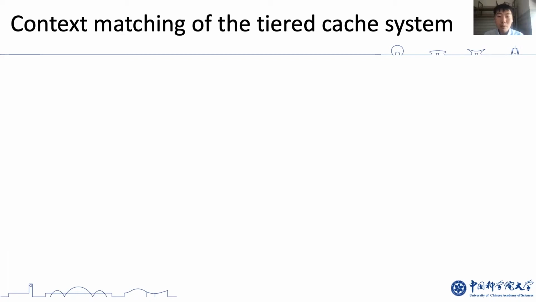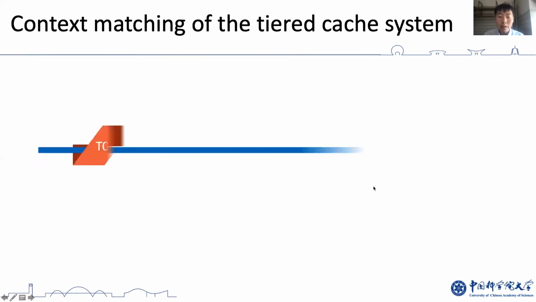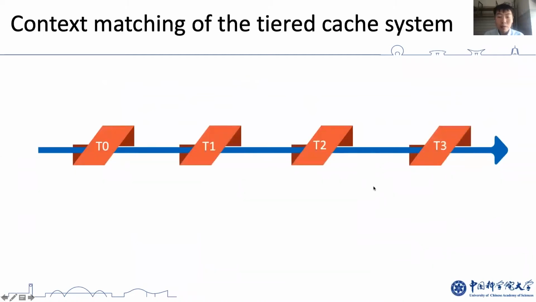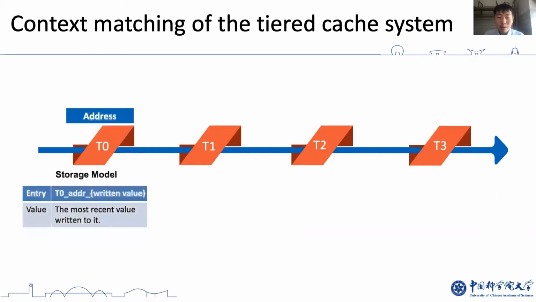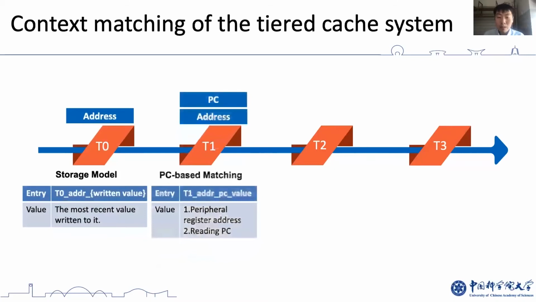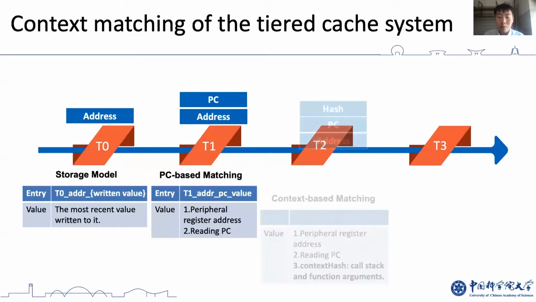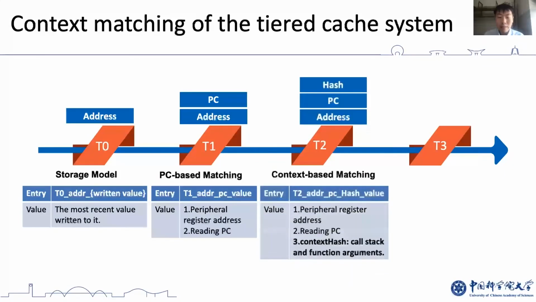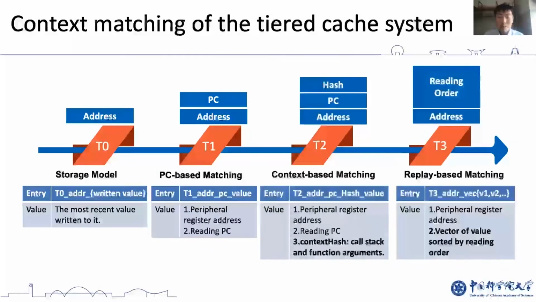To capture both simple and complicated behavior of peripherals, our tool uses a tiered cache system. For example, using the T0 caching rule, it responds with the last return value. If a simple rule like T0 and T1 leads execution to an invalid path again, it will automatically upgrade to a higher caching rule, like T2 and T3, which will include more fine-grained context information, like function arguments and reading order.